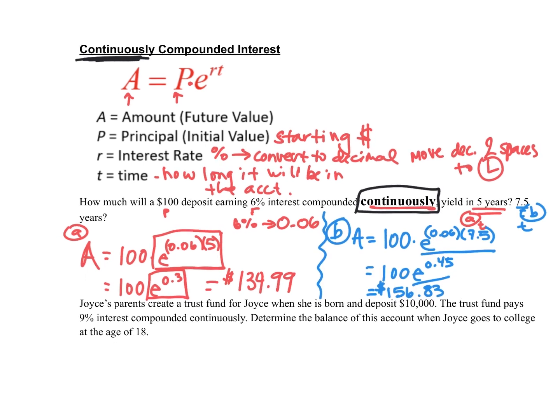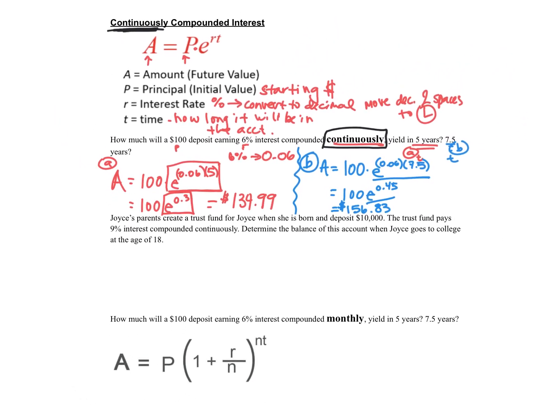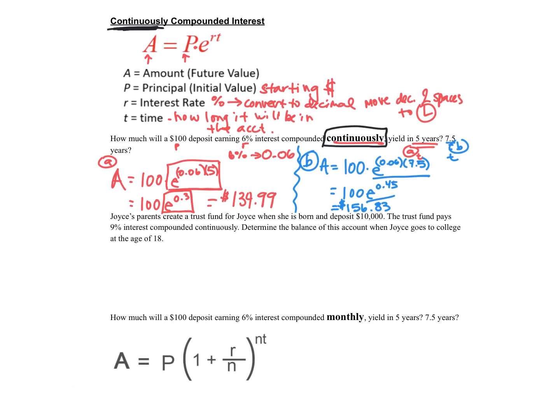Let's do another example. Good old Joyce. I'm going to do Joyce in green. Joyce's parents create a trust fund for her when she's born, and they deposit $10,000. Oh, let me make this smaller so we still have our formula. The trust fund pays 9% interest compounded continuously. This is a really important word because now we know we can use A equals P times ERT, or PERT, call it. Determine the balance of this account when Joyce goes to college at the age of 18.